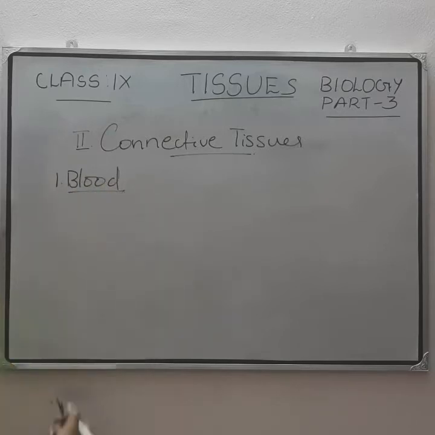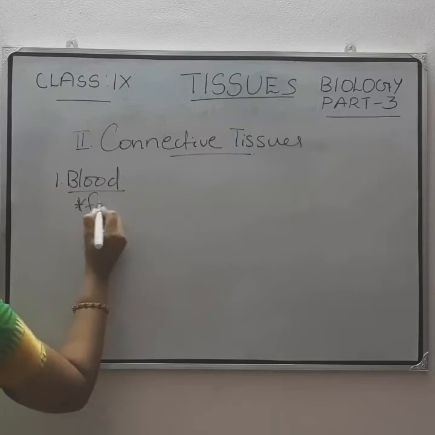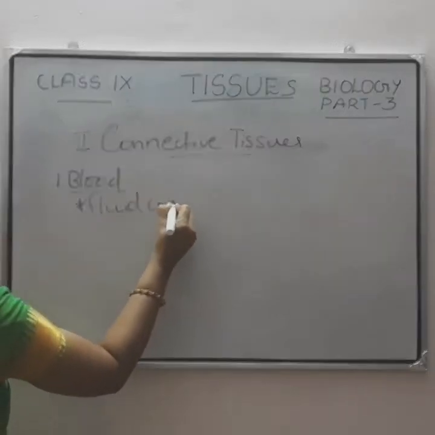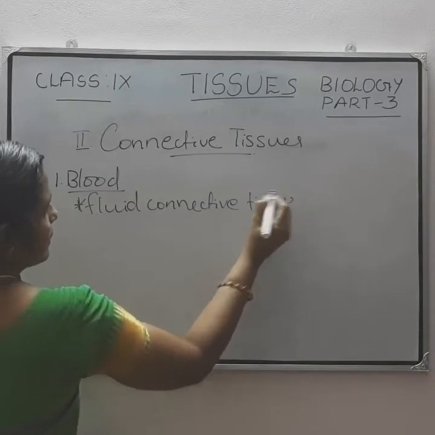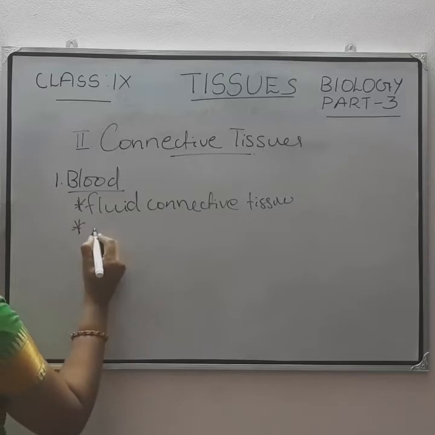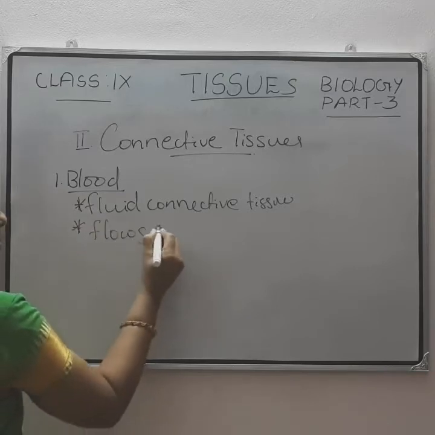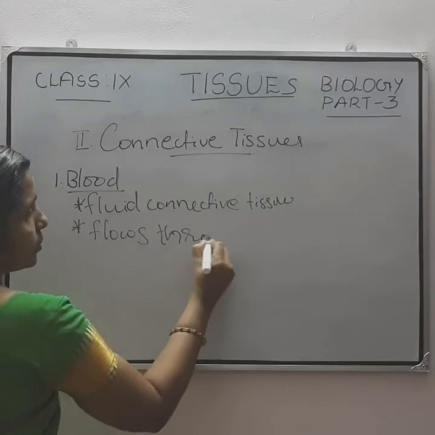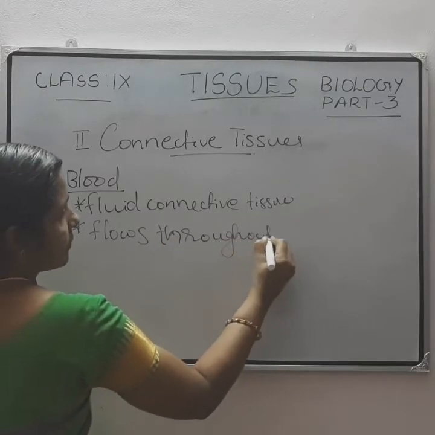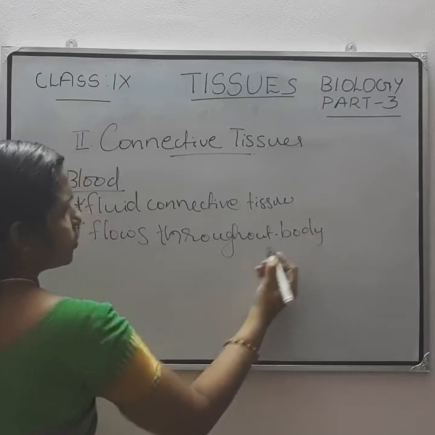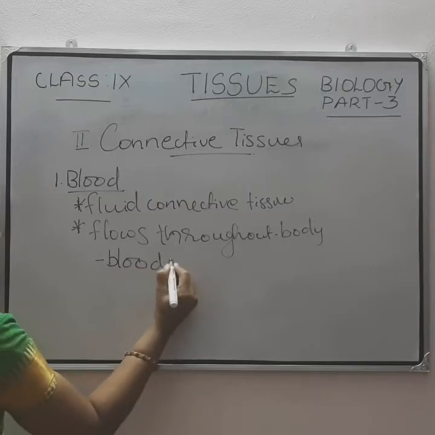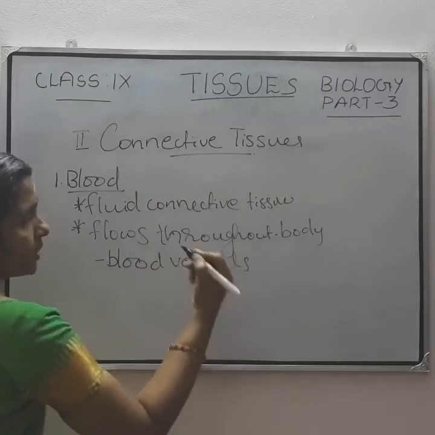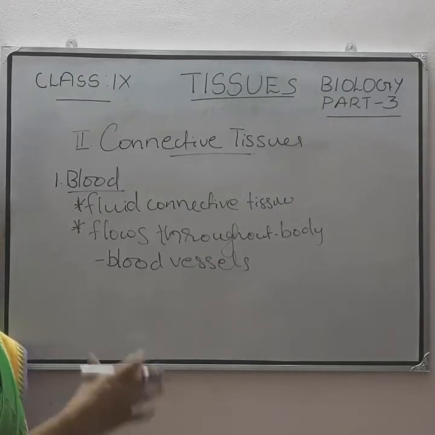This blood is a fluid connective tissue. Say, fluid connective tissue. This blood flows throughout the body. How? Through small tubes called blood vessels. Through the blood vessels, this blood is flowing from one part of the body to another.